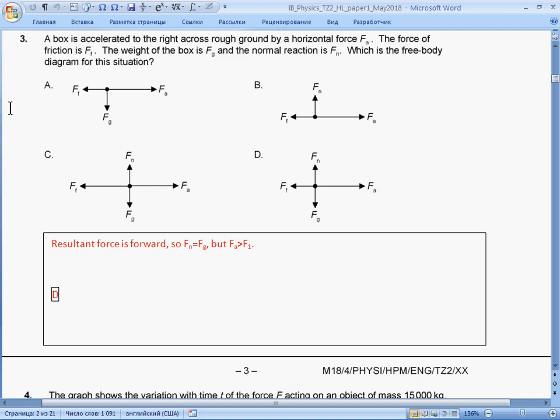A box is accelerated to the right across rough ground by a horizontal force. Which is the free body diagram of the situation? Because the box is accelerating to the right, the vertical forces should balance each other, so it is either C or D. Because it is accelerating to the right, Fa should be greater than F1, so the resultant force should be to the right. So the answer is D.